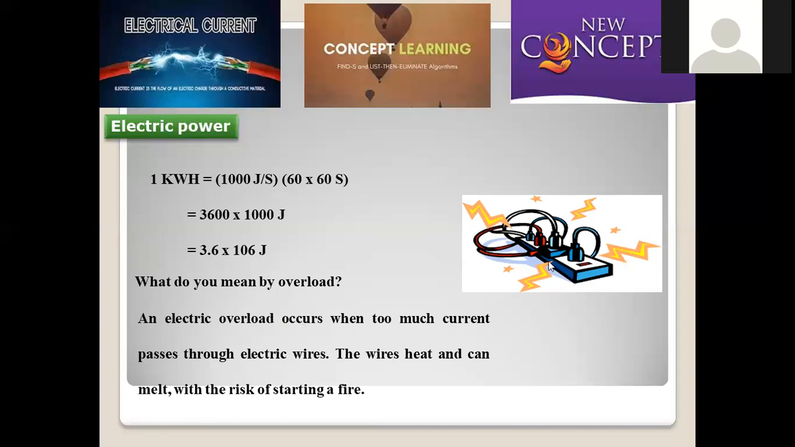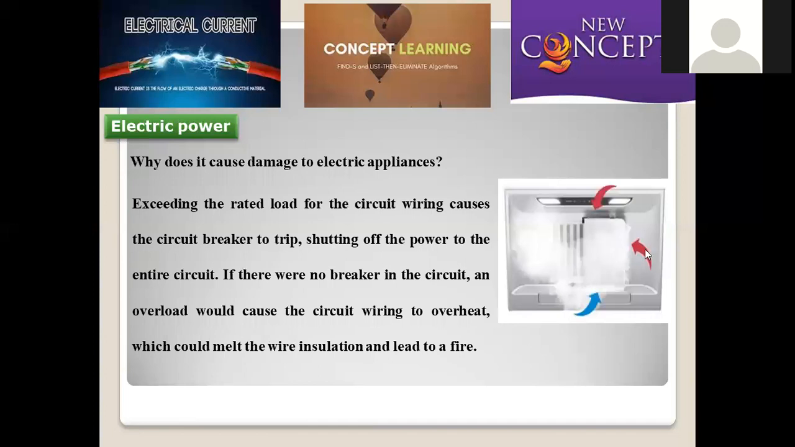What do you mean by overload? What is meant by overload? An electrical overload occurs when too much current passes through the electrical wires. If you are connecting so many wires to the electrical circuit, what happens? There is a possibility of overload. Wires heat up and there is a risk of fire. So damage to the electronic devices is possible.